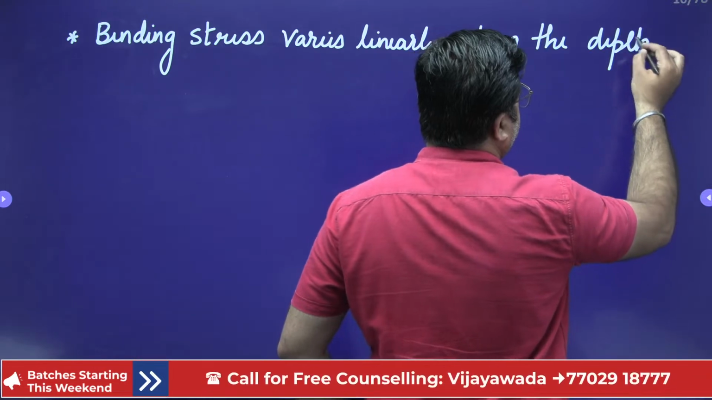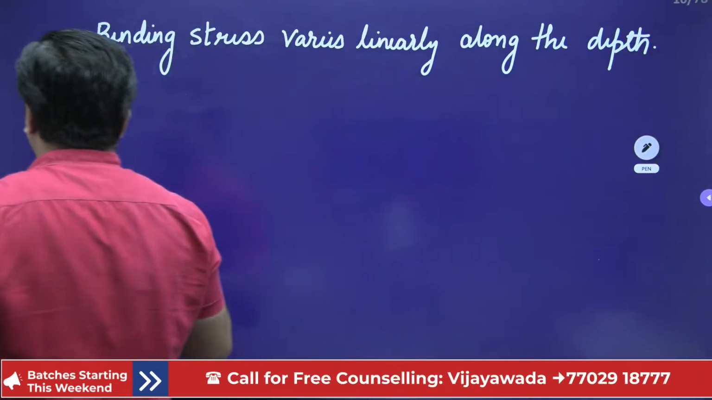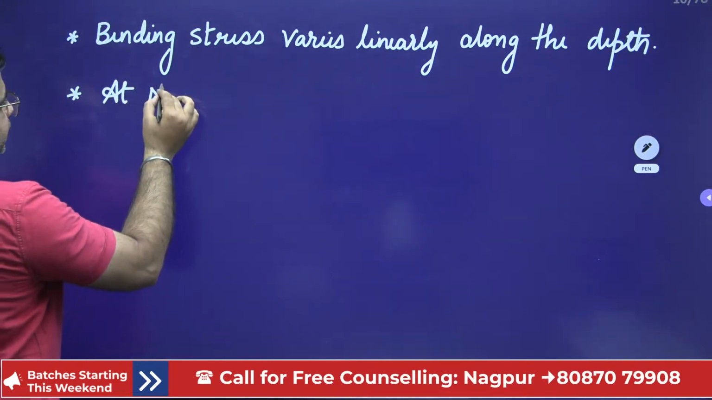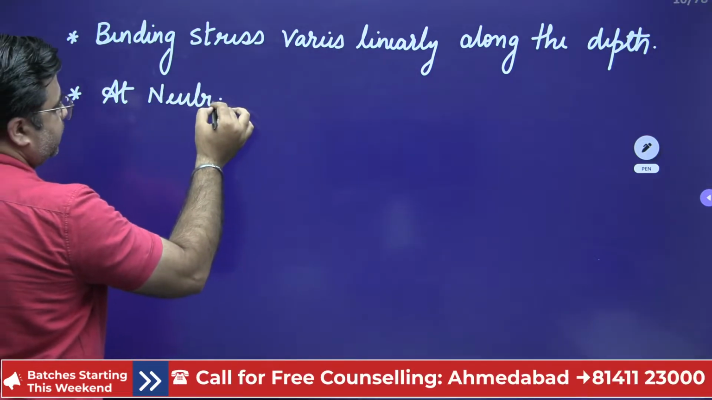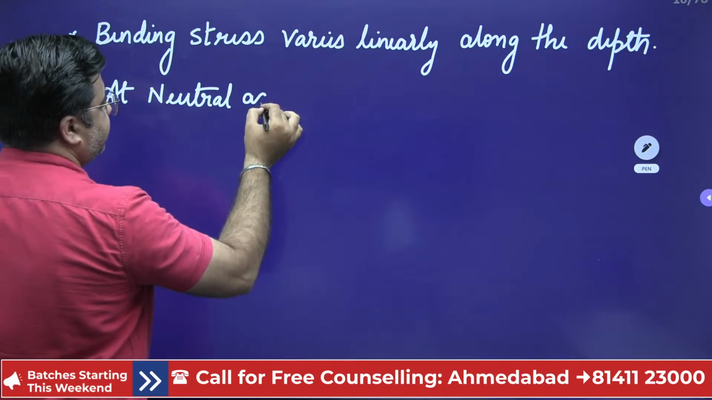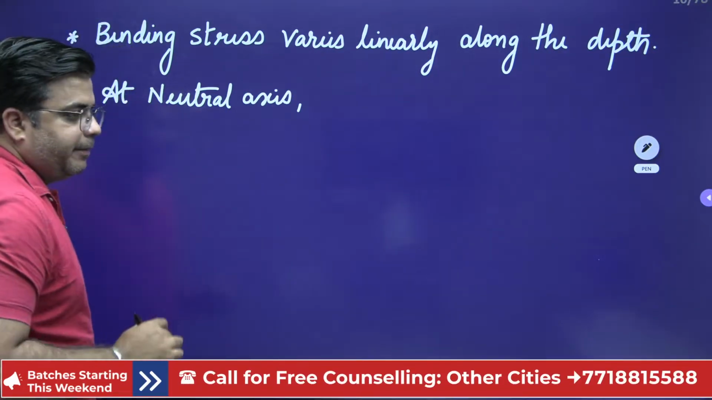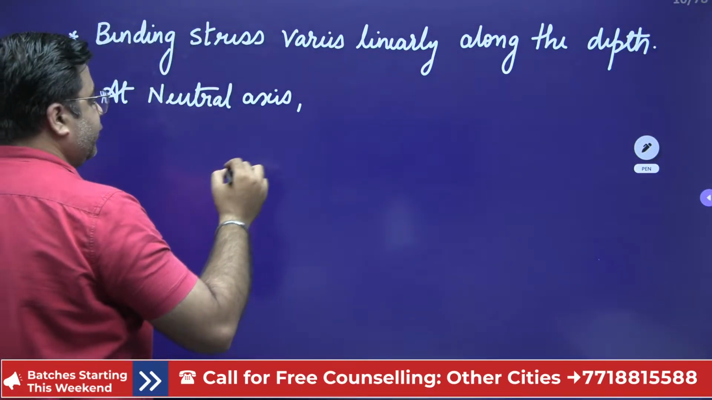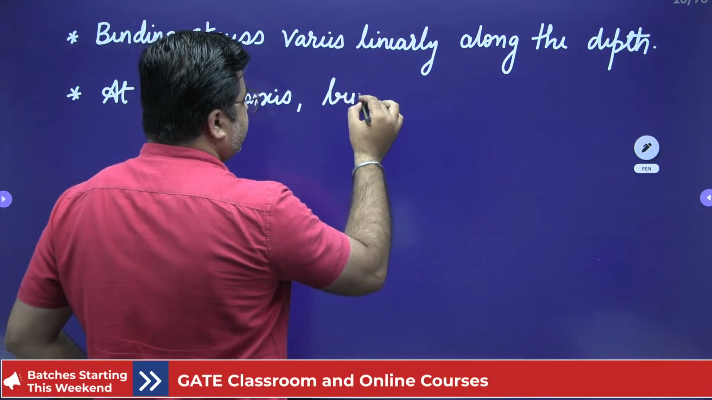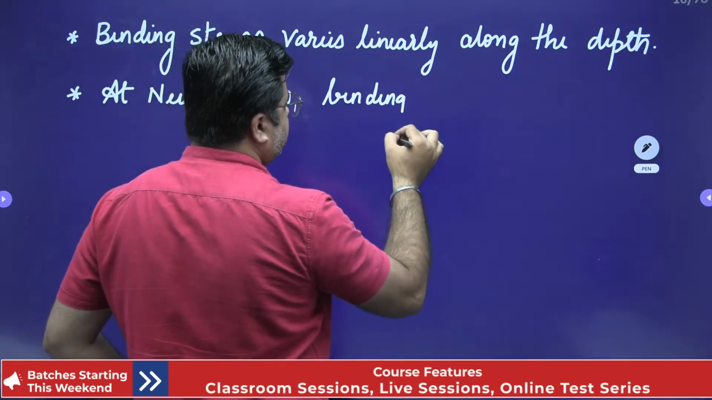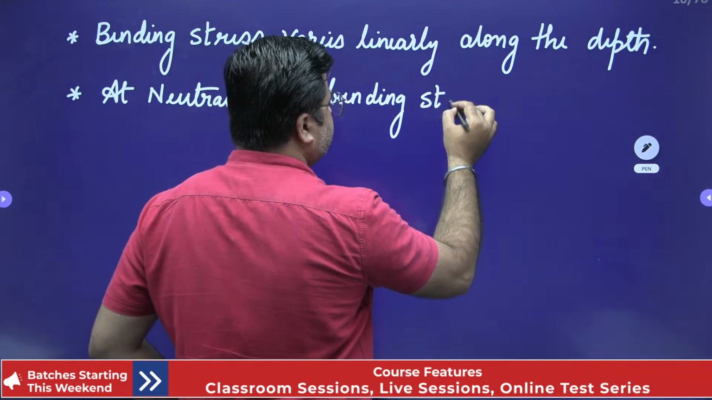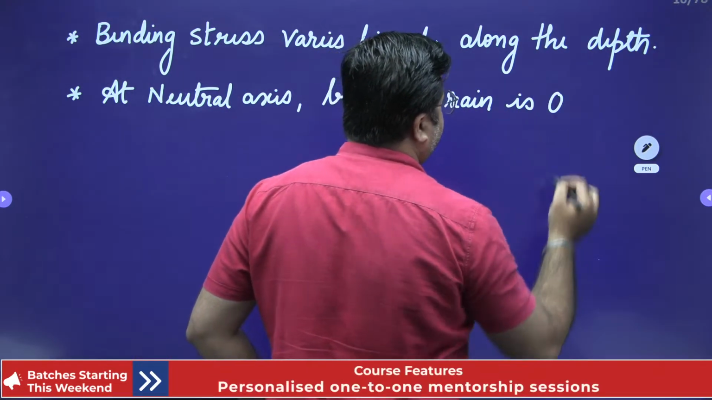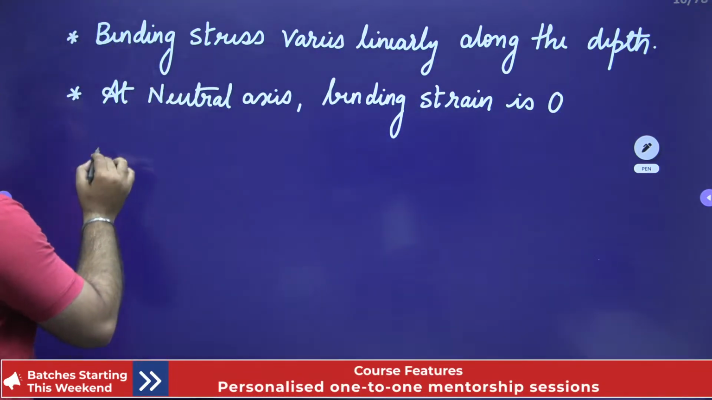Next, at neutral axis, bending strain is 0 and bending stress is also 0. At neutral axis, bending strain is 0. And also bending stress is 0.